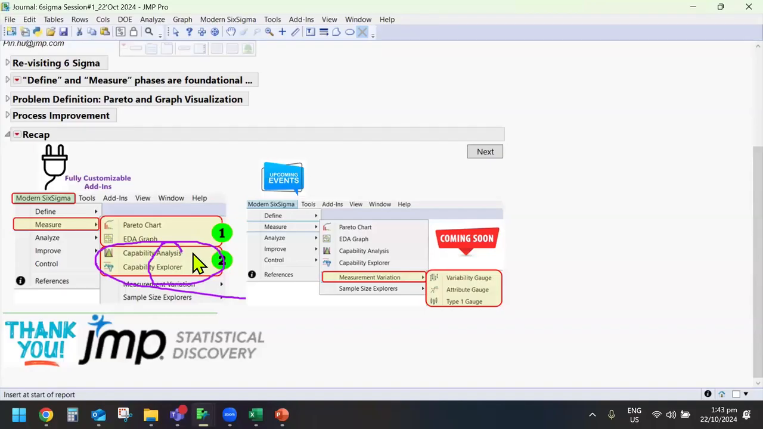quantify it. So in the next month's sessions, I will talk about measurement variation, type 1, type 2, MSA analysis. Okay, that's the upcoming session. With this, I will end my presentation today.